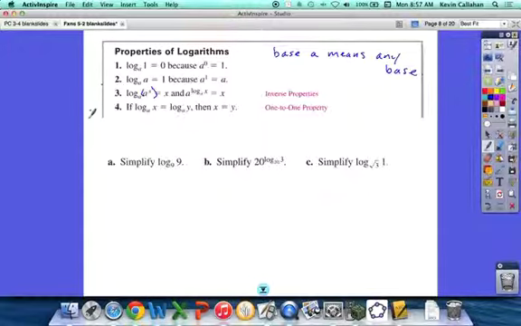So those are our properties, the main ones. There's also this thing at the end, like we did in the homework last night, which is a one-to-one property for solving very simple logarithmic equations. If you have a logarithm equals a logarithm, they have the same base, then what's inside the logarithms must be the same. If log base a of x equals log base a of y, x equals y.